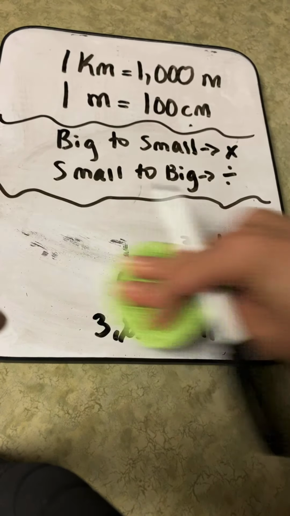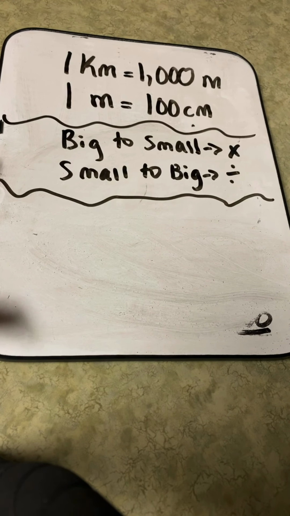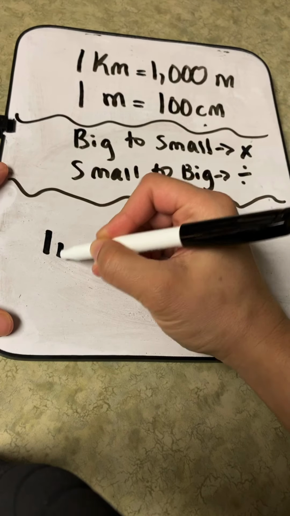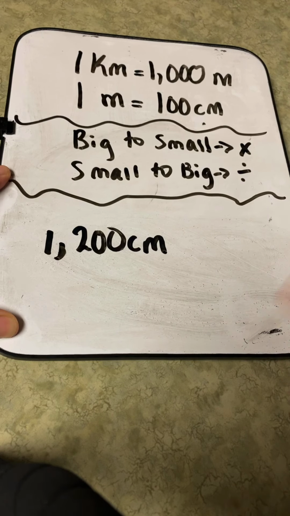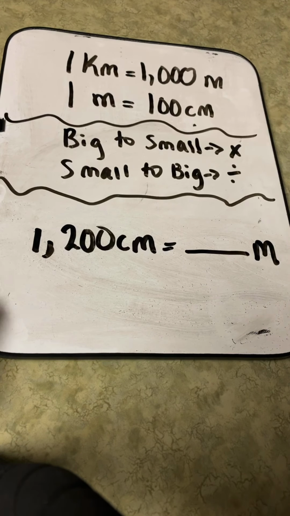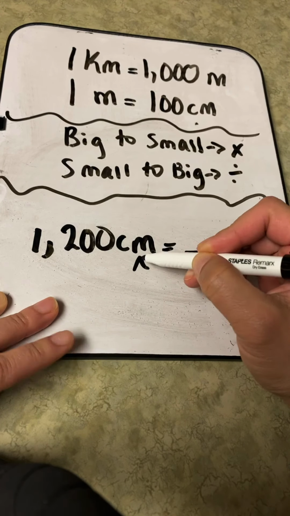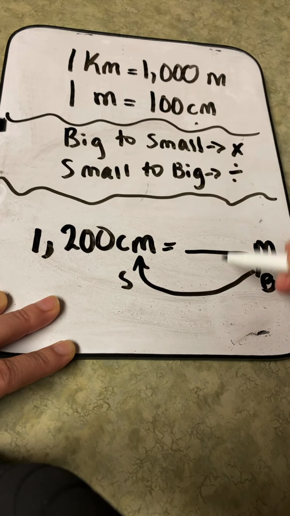And here's our next example. We have 1,200 centimeters, and we want to know how many meters equals 1,200 centimeters. So as we said before, 100 centimeters equals 1 whole meter. So that means we're going from small to big. So centimeters are smaller than meters. So we're going from small to big. And when we go from small to big, we divide.